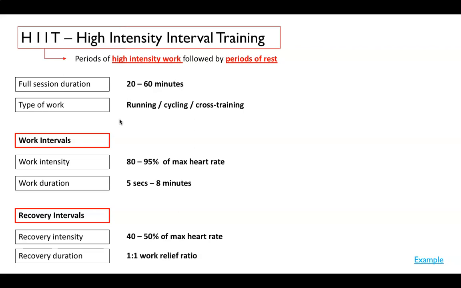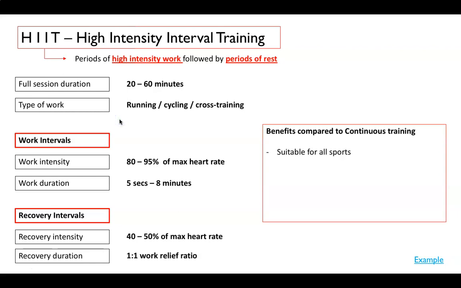Okay, so benefits of high intensity interval training compared to continuous training: it's suitable for all sports. This is more sport specific than continuous training, because in sports you have periods of work followed by periods of rest or walking around. Shorter duration with similar gains. You can do a really good high intensity interval training session for about 20 minutes and you'll probably get the same gains, or similar gains, as though you did a 60-minute continuous training session.